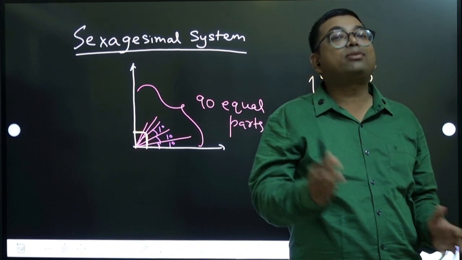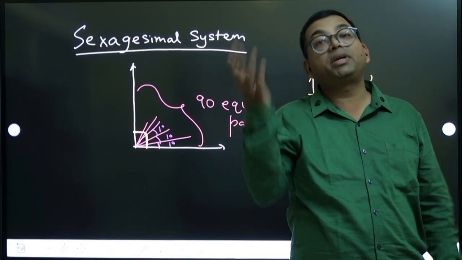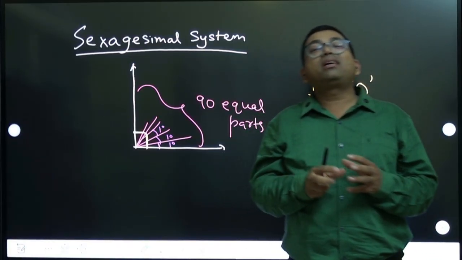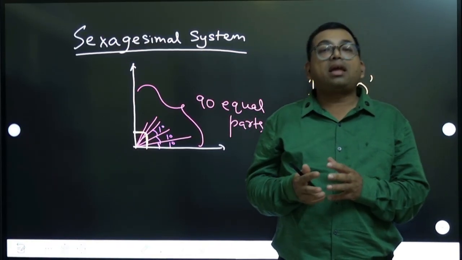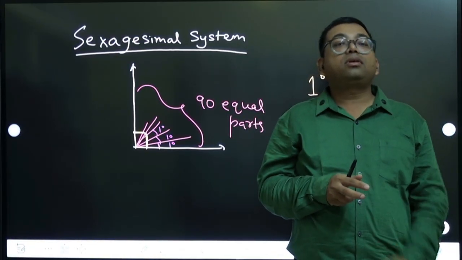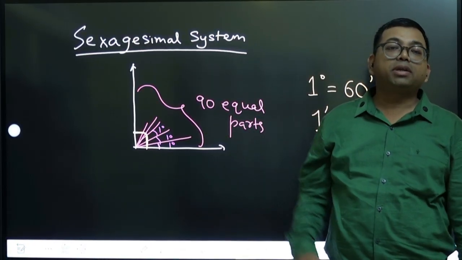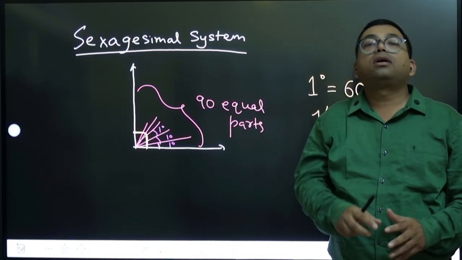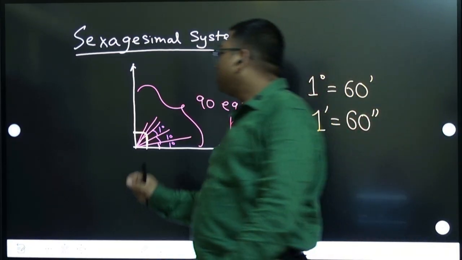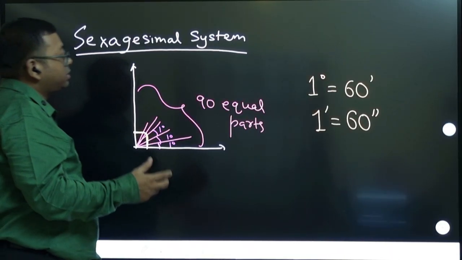You may divide it into 100 divisions. What does it matter? Then you would say it is 100 degrees. Somebody has defined it like this. Some old people thought, okay, let us break it into 90 equal parts and call each part 1 degree. That's why this whole is called 90 degrees.